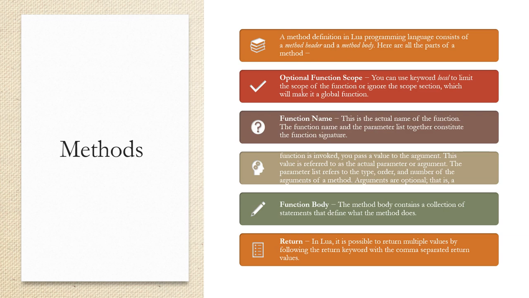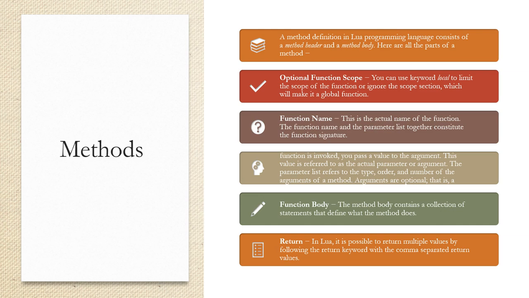Optional function scope. You can use the keyword local to limit the scope of the function, like we did previously, or ignore the scope section, which will make it a global function. What that means is that when you input a variable, if you don't put the word local, and you don't separate the chunks of your coding, Lua will think that you're using a variable that can be applied to the whole script, and it can work through the whole game.